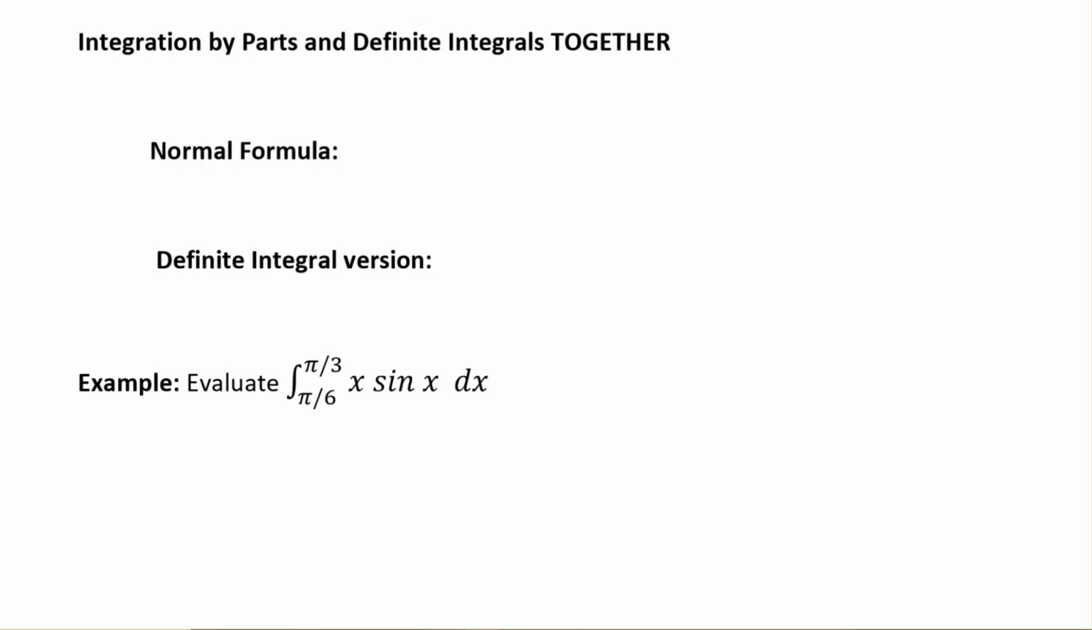Hello everyone. Continuing with our series on integration by parts, in this video I discuss how we deal with definite integrals and integration by parts. So previously we learned that if we have an integral of the form integral of u dv, we can rewrite this in the form of another integral that might be simpler to evaluate. That is equal to u times v minus integral of v du.